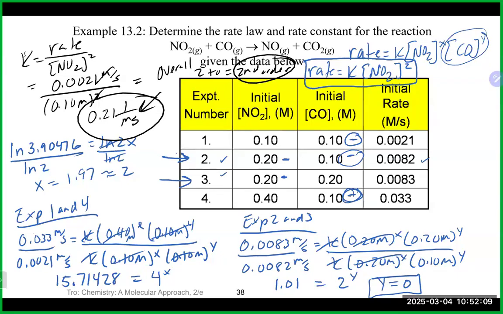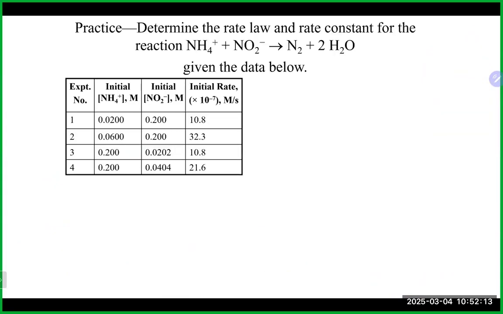Other questions? Okay, one last one here. Now that we're professionals, there we go. Same deal. Okay, so let's take a look here. Again, we're going to try to figure out our orders and everything, and we're looking for the order for NH4+ and for NO2-.